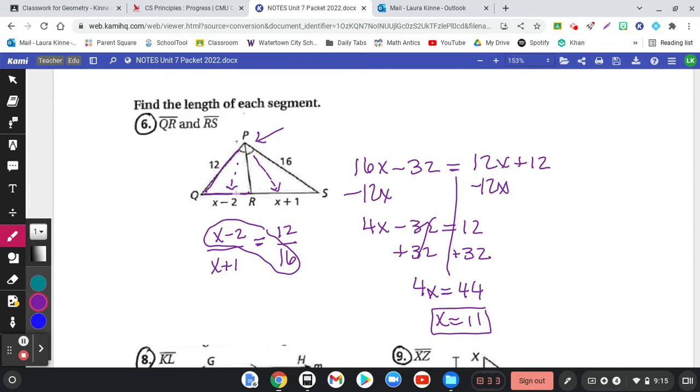Now, it wants us to find the length of the segment, so I'm not quite done. So QR is going to be 11 minus 2, which is 9, and RS is going to be 11 plus 1, which is 12. And there's your two answers.